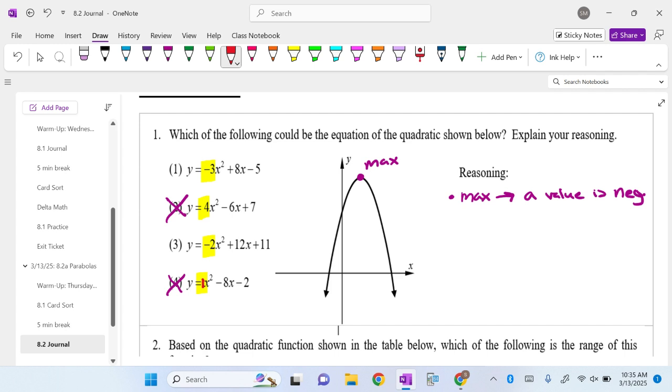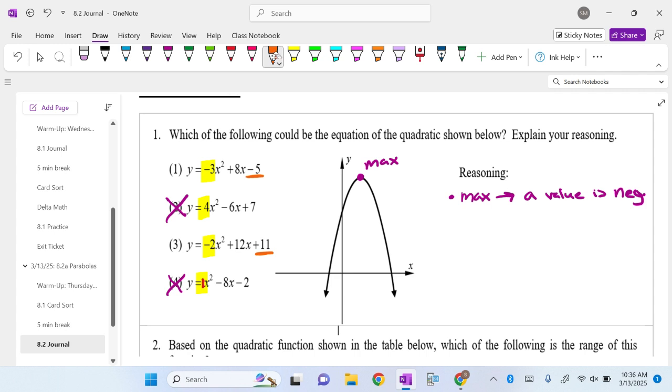What key feature? So what of the 5 or 6 key features that we learned over the past 2 days can I get from a standard form function without even having to graph it? There's only one other key feature that I can get from standard form. The y-intercept. Good. And what gives us the y-intercept? The c value. So we're going to look at the c values here. So the -5 and the +11.